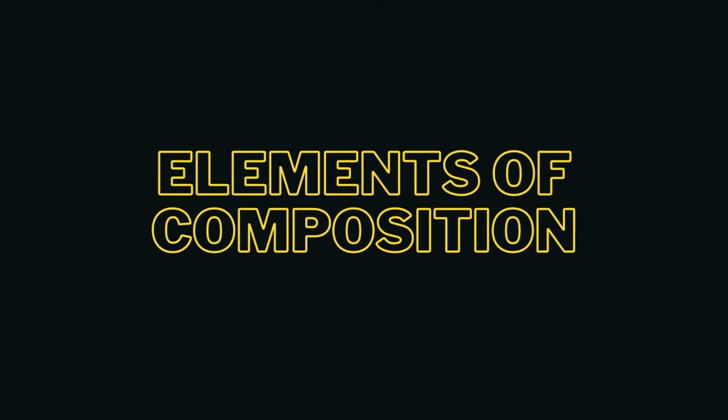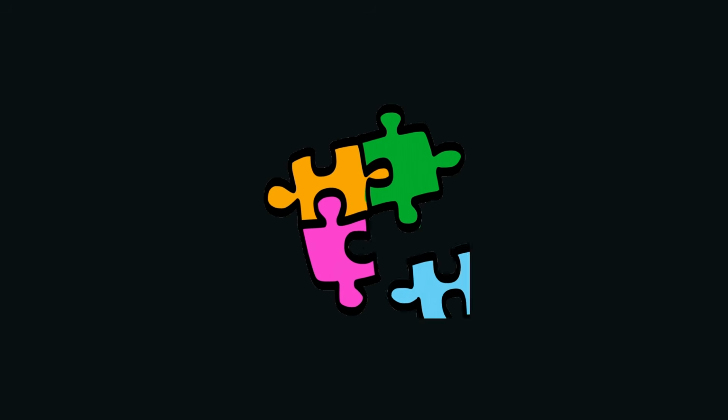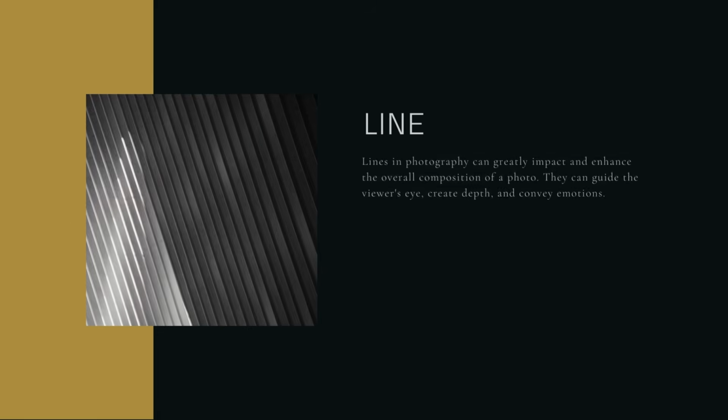Let's take a look at some of the most popular elements of composition one by one. Line. Lines in photography can greatly impact and enhance the overall composition of a photo. They can guide the viewer's eye, create depth, and convey emotions. An example of how lines can be used in photography is through the use of diagonal lines to create a sense of movement or direction in an image.